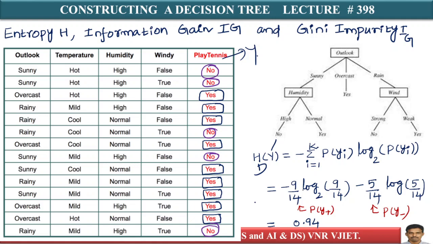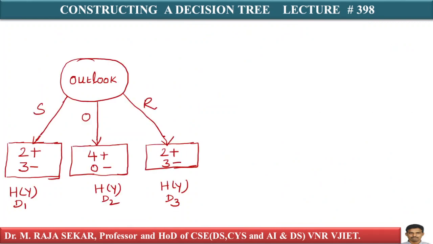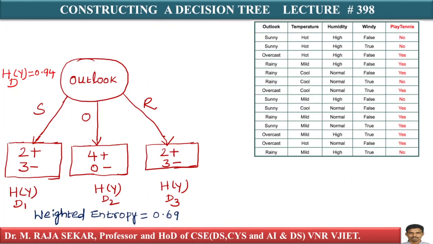I can break the data set by using any of the 4 features. What are the 4 features? Outlook, temperature, humidity, and windy. Let's assume I selected Outlook to break my data set.